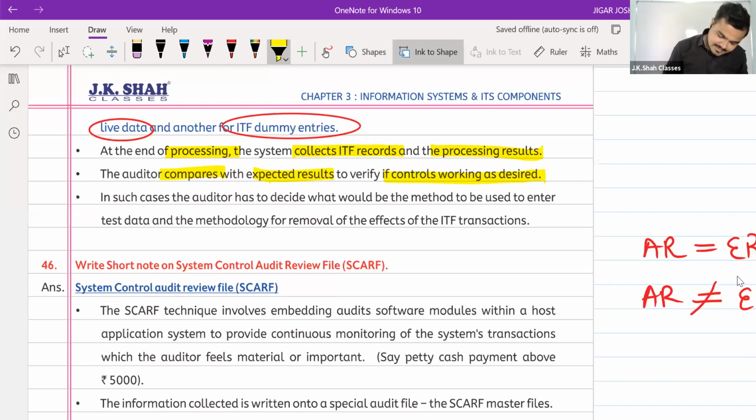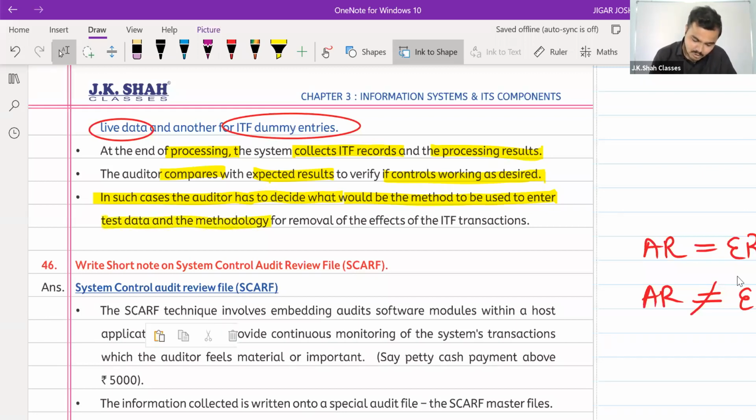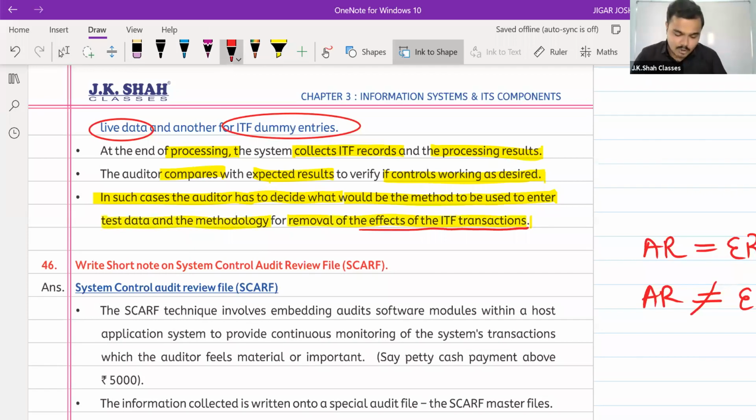Last one. In such case, the auditor has to decide what would be the method to be used to enter the data. What method we actually need to adopt for this? And second one, the methodology to remove the effect of ITF transactions. What is an ITF transaction? Sir, fake data which we had entered. So at the end, we need to make sure that we are able to remove this effect of a fake transaction so that it will not damage us.